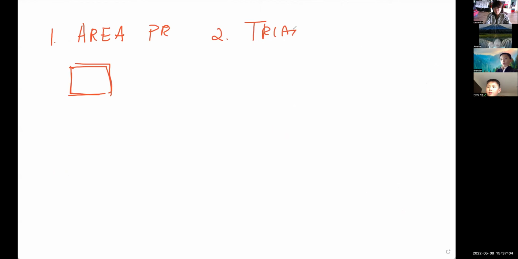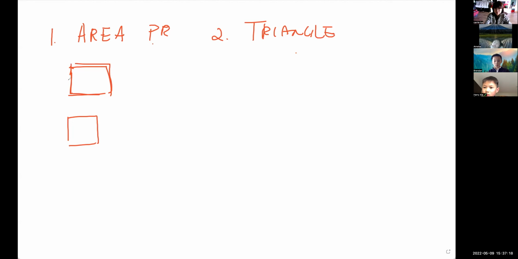So we have learned area and we have learned the perimeter, right? So before we move to today's topic, who knows how to calculate the area of a rectangle? And who knows how to calculate the area of a triangle? Okay, so I think we have learned the rectangle and square, but we never learned the triangle, right? We have learned the perimeter of a triangle, but we never learned the area of a triangle, correct?